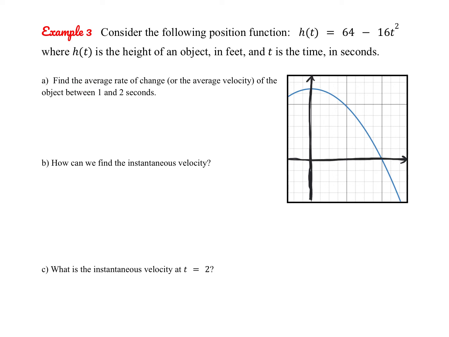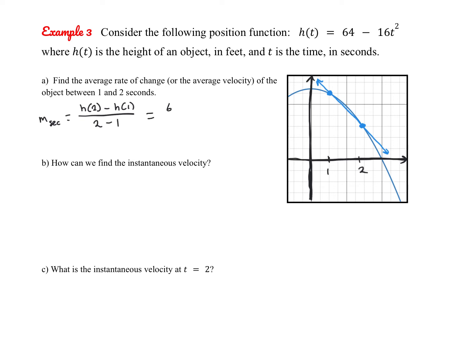All right, so let's look at part A. Here we want to find the average rate of change, or the average velocity, of the object between 1 and 2 seconds. So let's just say here's t equals 1 and here's t equals 2. So we're essentially just finding the slope of the line between these 2 points. So that slope of the secant line, we can find by just doing h of 2 minus h of 1 all over 2 minus 1.